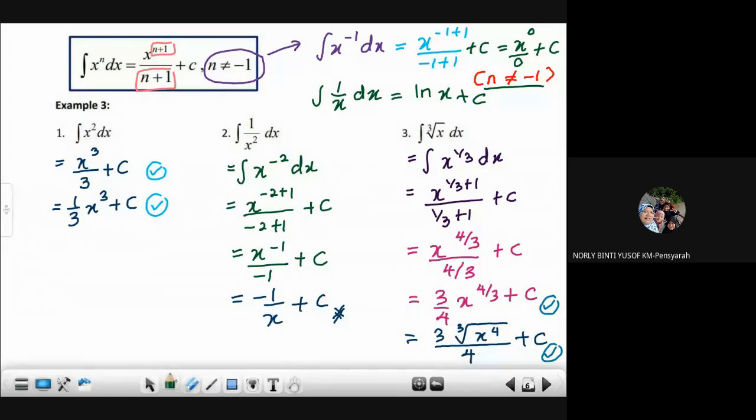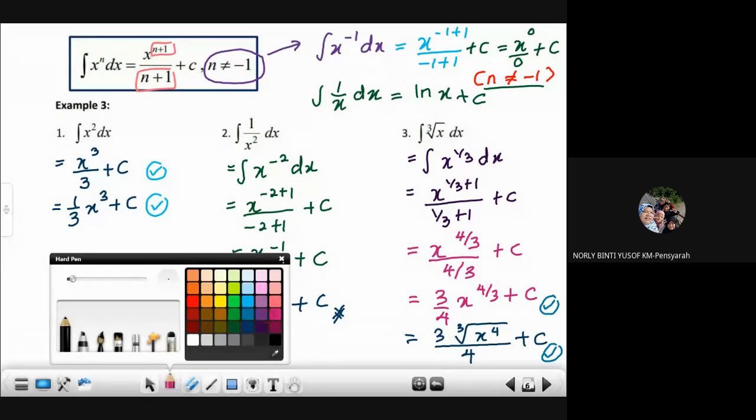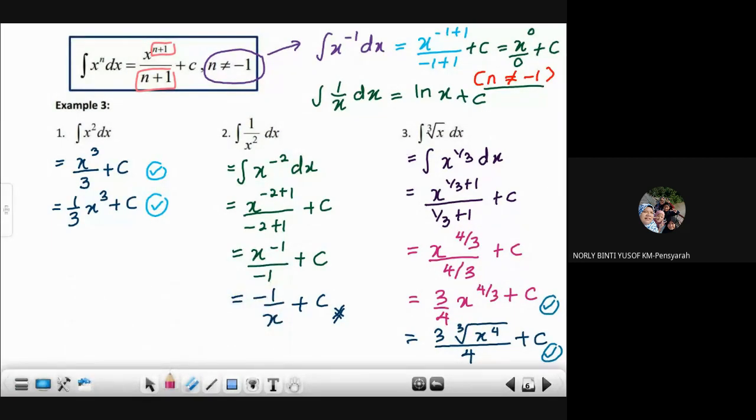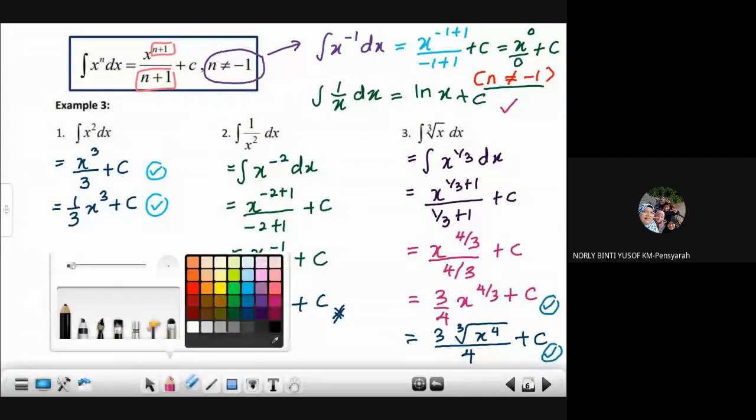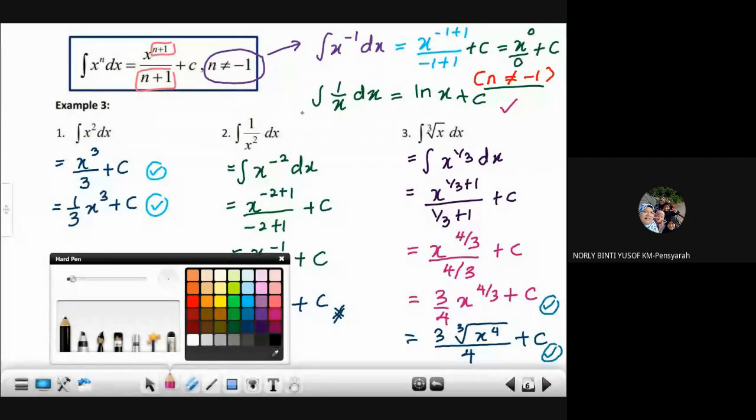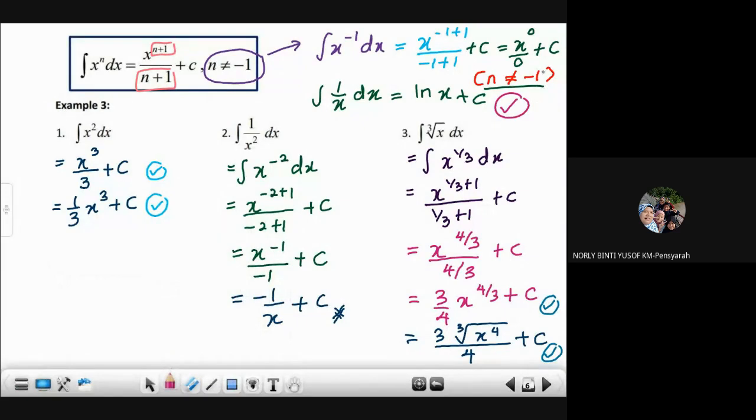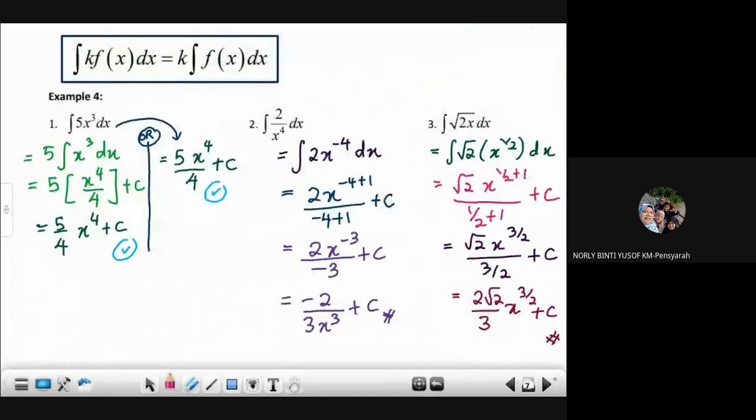Sebab konsep dia differentiation ln dapat reciprocal. Ni differentiation ln x. Kalau kita belajar dekat chapter 1, kita akan dapat reciprocal. So kalau reverse, integrate of 1 over x, kita akan dapat ln x lah. Ini yang betul. Okay. Itu sebab dia kata dekat formula tu, the power cannot be negative 1. So this one is correct. This one cannot. Okay. And then ini pun samalah, I already explained in class.